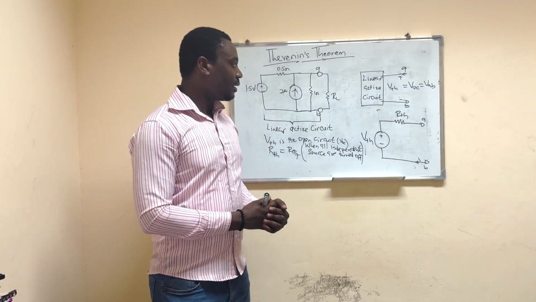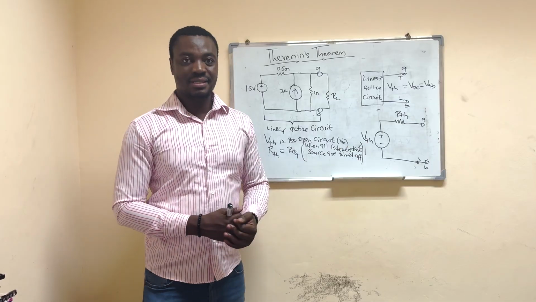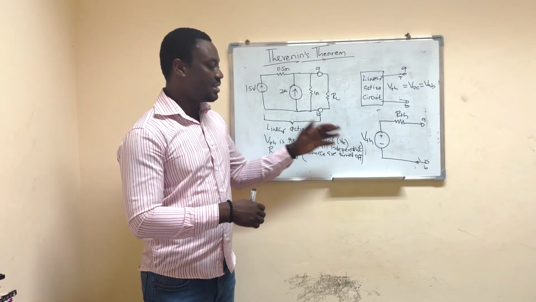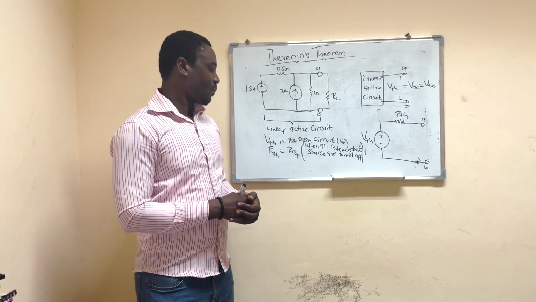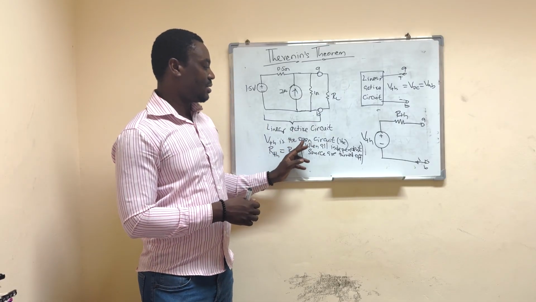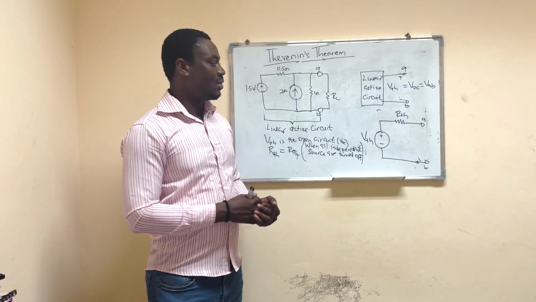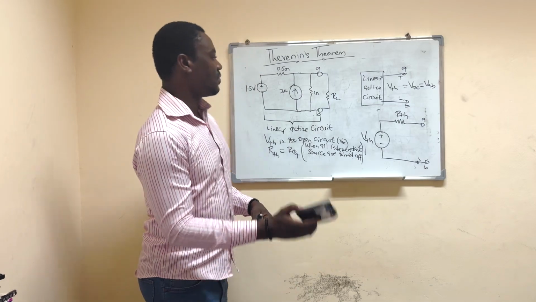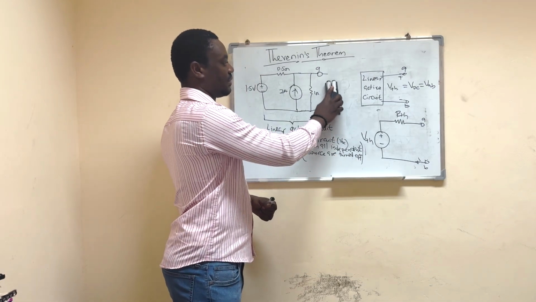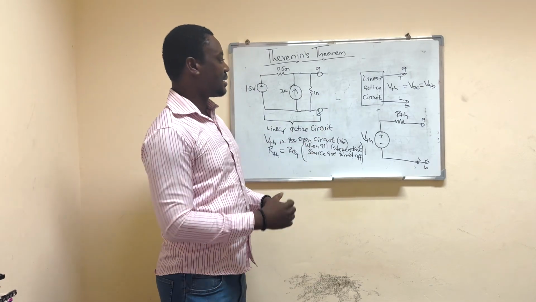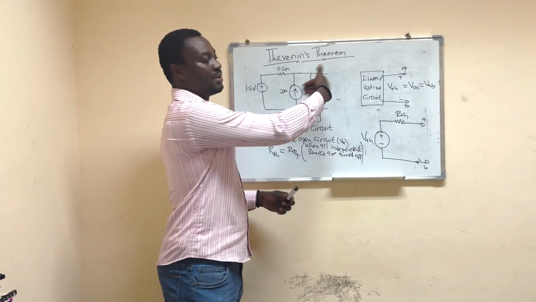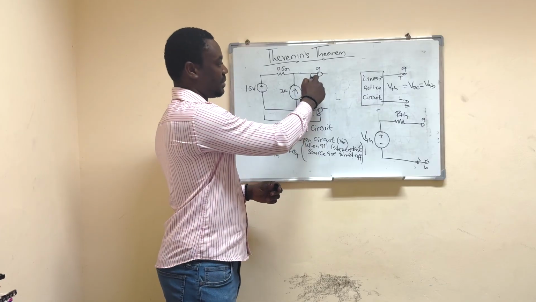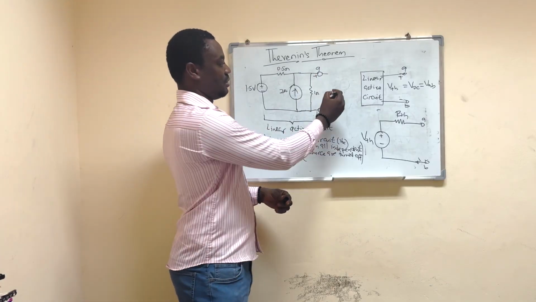Now, how do we determine VTH, Thevenin's voltage? Thevenin's voltage is actually the open circuit voltage. What that means is that if we remove the load from this example circuit diagram, you now have an open circuit. So you can add the terminals, plus and negative here, and you have an open circuit.